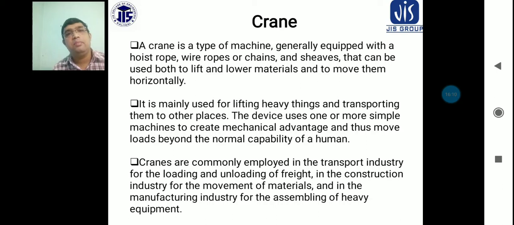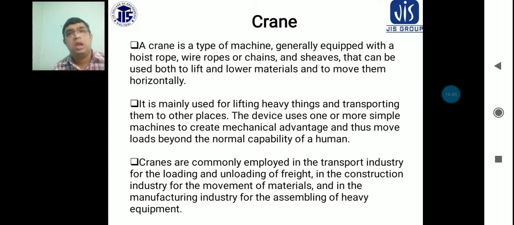Basically, cranes are mainly used in ship areas, and different types of cranes are used according to the movement of materials, such as loading, unloading, and horizontal movements. Bulky types of materials are moved with them. It is mainly used for lifting heavy things and transporting them to other places.